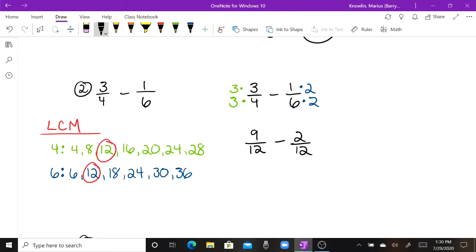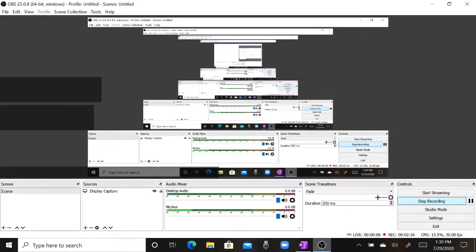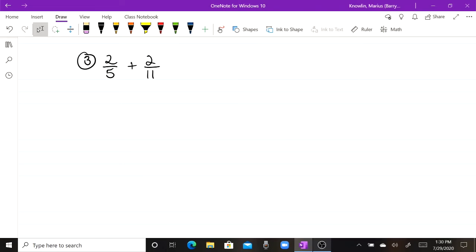Now I can go ahead and subtract because they have the same denominator. That's going to be easy. 9 minus 2 is my numerator. 12 is my denominator. 9 minus 2 is 7. 12 remains the same. So my final answer here is 7/12. Number 3 says 2/5 plus 2/11.